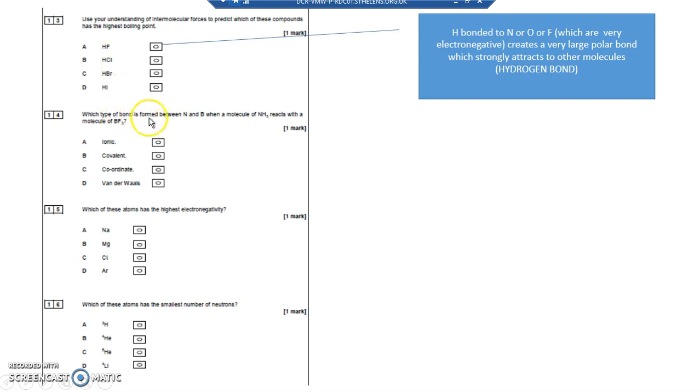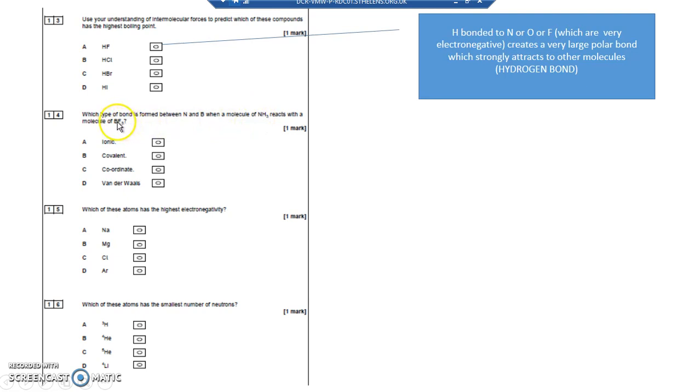Which type of bond is formed between N and B when a molecule of NH3 reacts with a molecule of BF3? Well, NH3, N is in group 5, it's got 5 electrons in its outer shell, it's got 3 bonding pairs, it's got a lone pair left over. After the 3 bonded pairs, 3 electrons go into the bonded pairs, and because it's in group 5 and has 5 electrons, it's got a spare pair of electrons, a lone pair of electrons. The BF3 hasn't got any electrons left over because it's in group 3 and it's got 3 bonding pairs and they're all involved in bonding. So the nitrogen's got a lone pair.